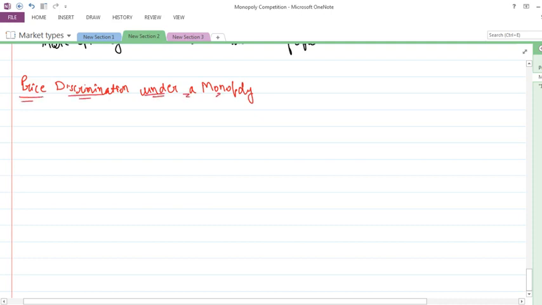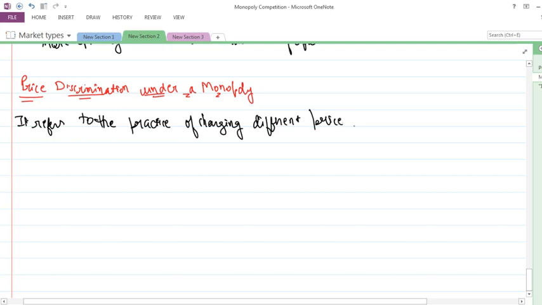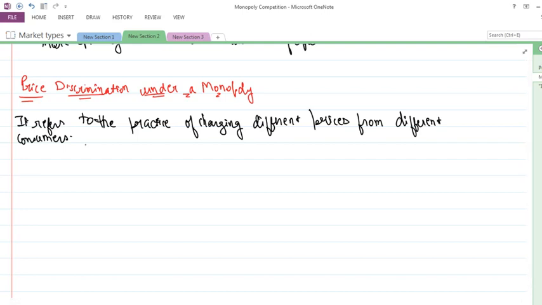So price discrimination refers to the practice of charging different prices from different consumers. So under a particular monopoly, the producer will not be charging uniform prices from all the customers. He will follow different methods under different circumstances. This policy can be broadly referred to as price discrimination.